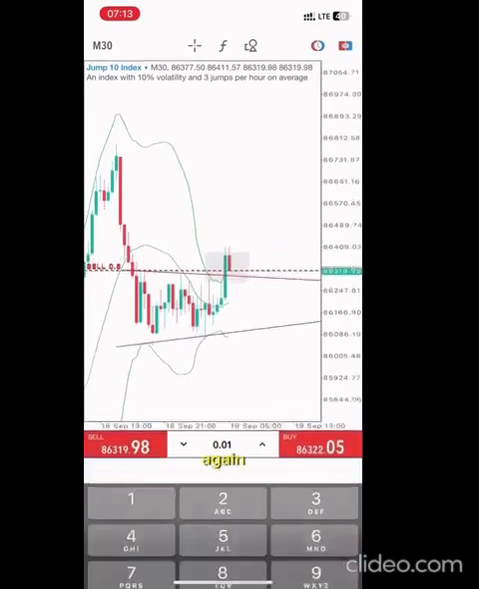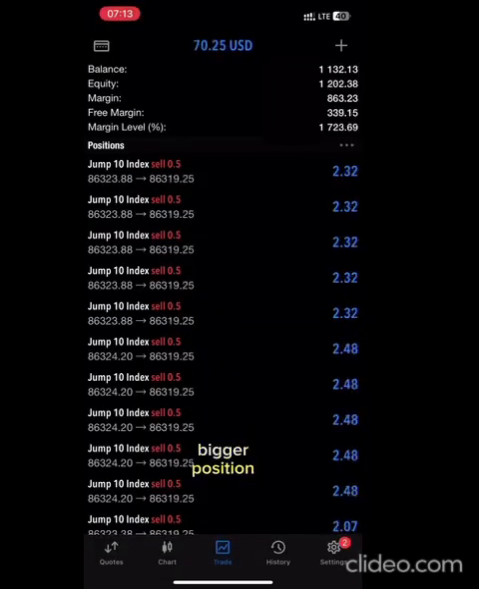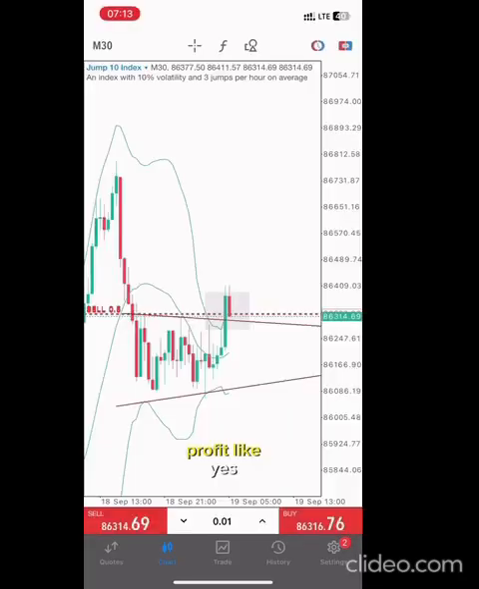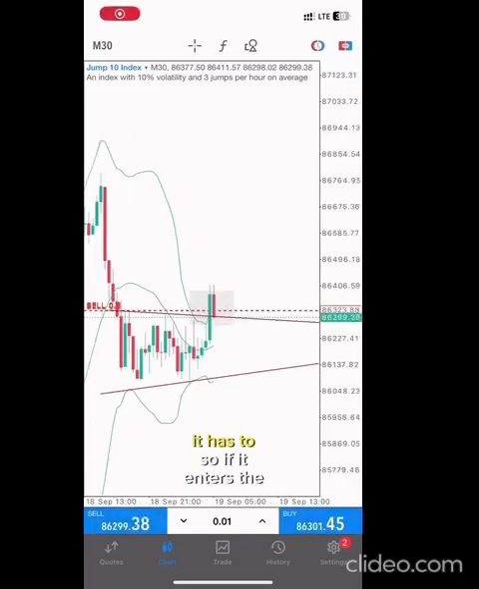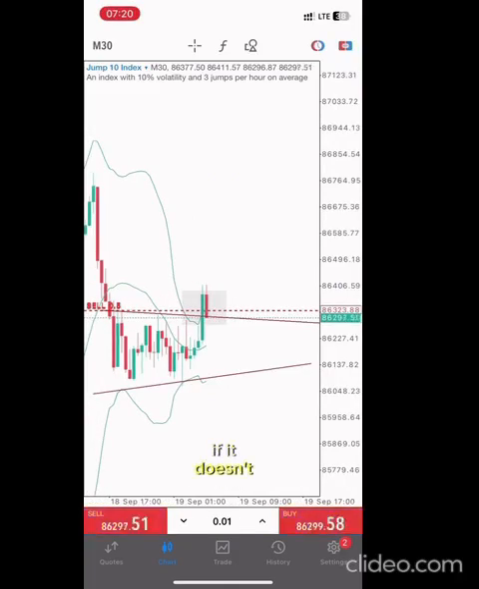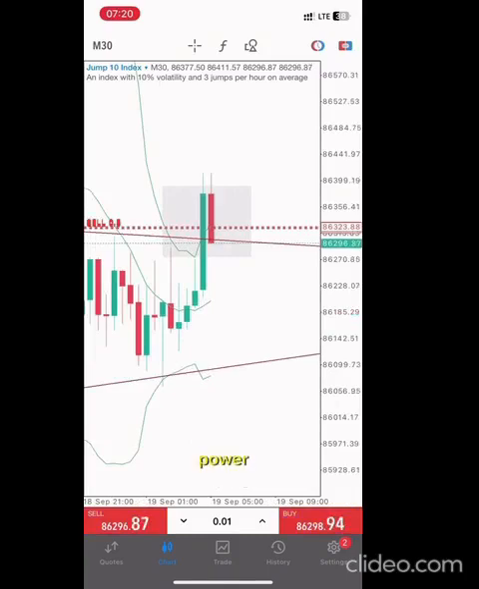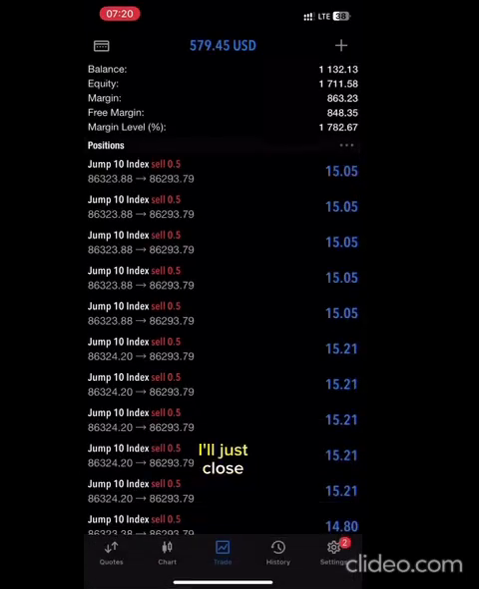So I'm going to full margin again. I decided to close at 1000 because I wanted to end up with a bigger position which accumulates profit faster, like yes, you can see. So the moment it enters the trend line, that's my TP, and eventually it will enter the trend line because it has to. If it enters the trend line, it means it was a fake out. If it doesn't, it means there is buying power. But then it entered the trend line, as you can see. So like I was doing before, I'll just close.